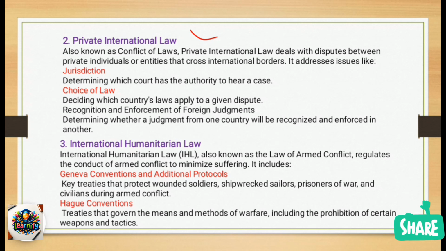Thirdly, we have international humanitarian law. International humanitarian law, also known as the law of armed conflict, regulates the conduct of armed conflict to minimize suffering. It includes the Geneva Conventions and additional protocols, key treaties that protect wounded soldiers, prisoners of war, and civilians during armed conflict. Hague Conventions, treaties that govern the means and methods of warfare, including the prohibition of certain weapons and tactics.